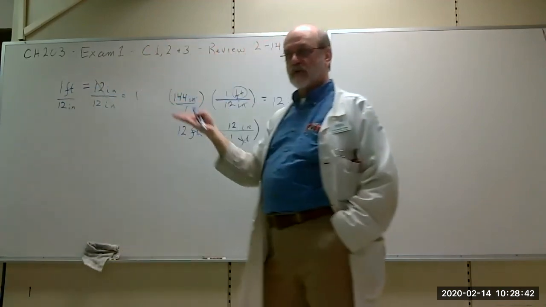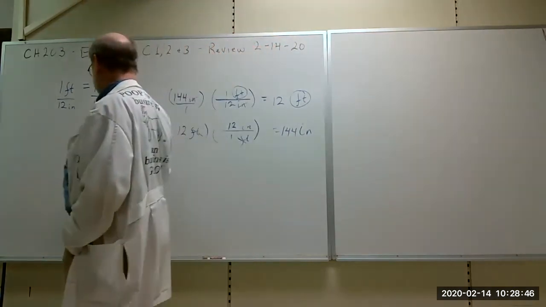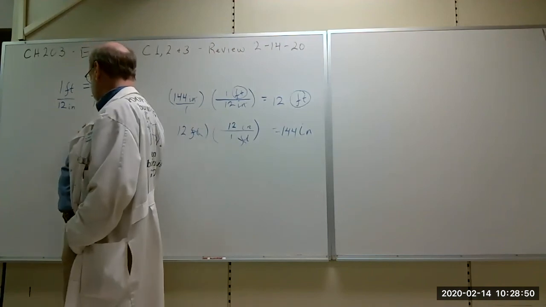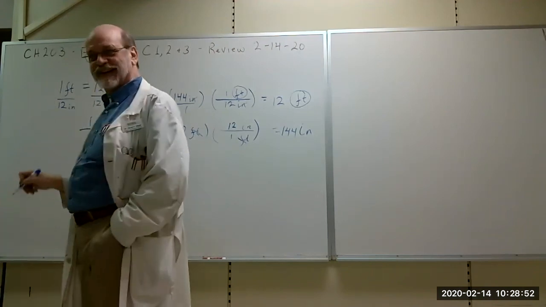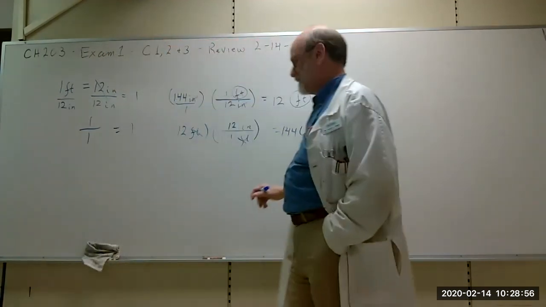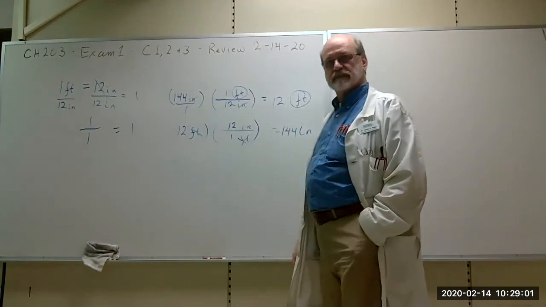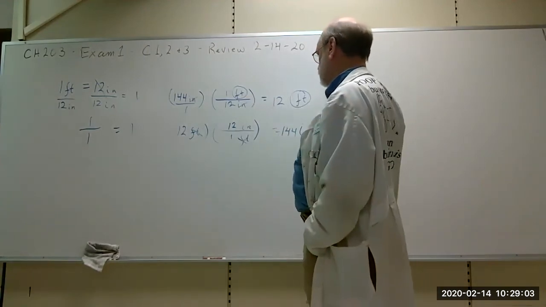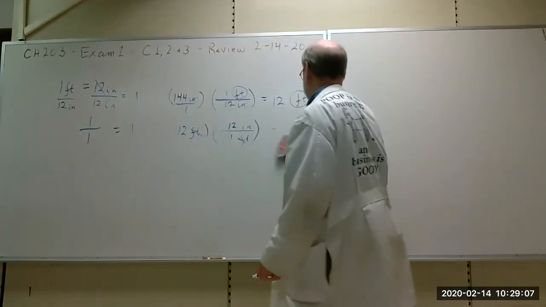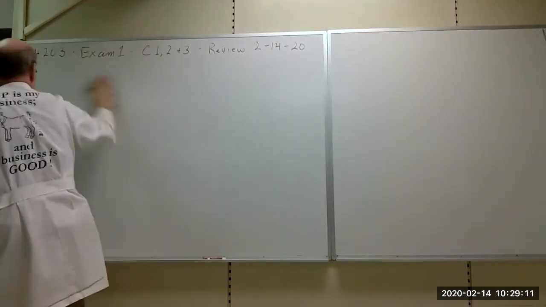Because what's the inverse of one? Well, let's see. Let's invert one. If we want to take the inverse of one, we say divide that into one, right? Which is one. So you still got one. So that's why you can flip it as needed. So that's the basics of conversion factors.